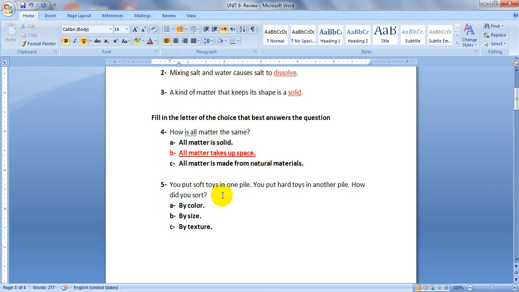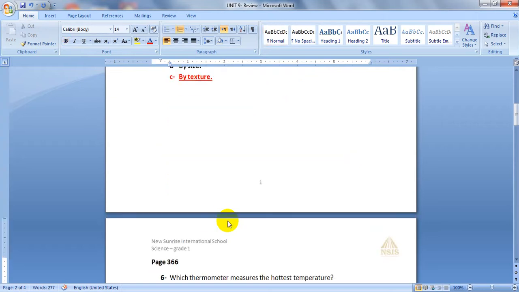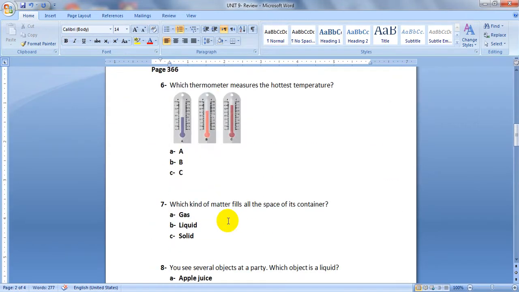Putting the soft together and the hard together. Do you sort them by color, by size, or by texture? To be hard and soft, it's one property which is texture. So the answer here is letter B, by texture. Okay, let's move to the next page, page number 366.